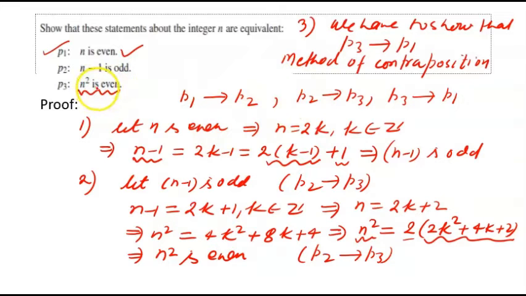I will take n square is even, and I have to prove that n is even. So what is the method of contraposition? I will start with the statement that let n be odd, meaning I will start with the negation of q, and then I will show that the negation of p is true. So I will start with n is odd, and I will show that n square is also odd, and after that we can conclude that P3 implies P1. So this method will work. So we have done it three ways: P1 implies P2, P2 implies P3, and P3 implies P1. Then we can conclude that all these statements are equivalent, right? I am leaving this third part, the contraposition part, for you to prove.